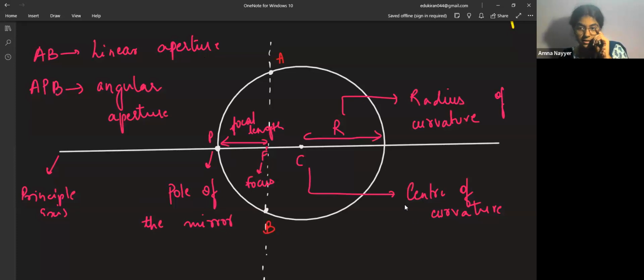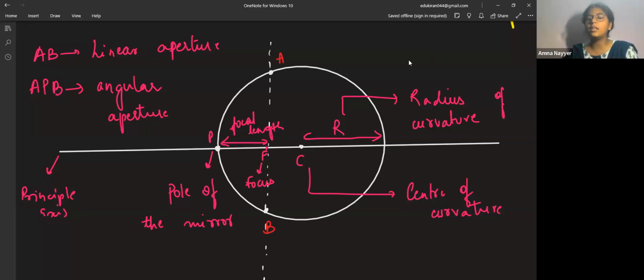So center of curvature, radius of curvature, focus, pole, principal axis, aperture of the mirror. These are enough, I think, right now. These are all the landmark points that we use whenever we are drawing ray diagrams. If anything else comes up, I'll mention it. But these are the basic points which you should know.